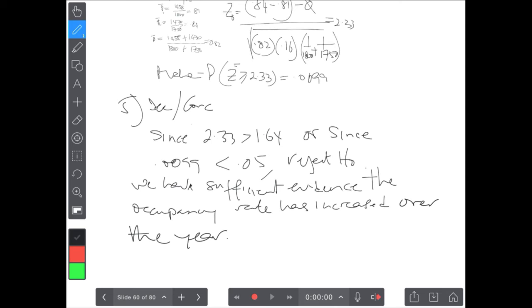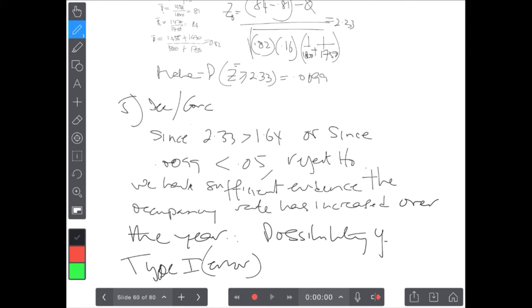What kind of error might we commit? We have a possibility of type 1 error, since we rejected the null hypothesis. And it turns out that the probability of type 1 error is the p-value, 0.0099. Okay? That is it. So that's the hypothesis test right here.